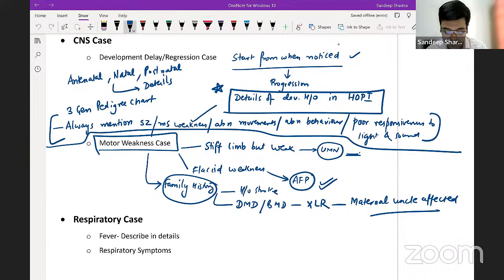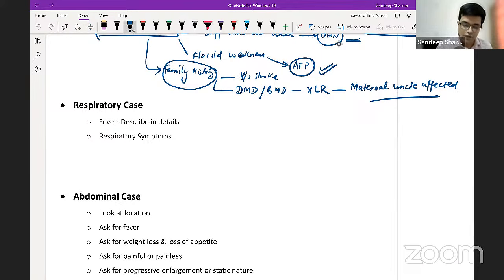Then if you have a respiratory case, you always ask about fever. If fever is present, think of an infectious cause. If fever is absent, think of a non-infectious cause. So non-infectious causes can be developmental respiratory problems. They can be congenital problems. They can be allergic conditions like asthma, or cystic fibrosis in the patient.